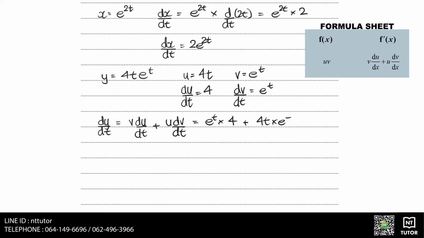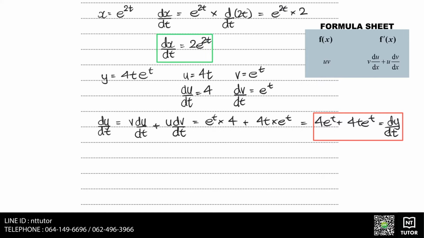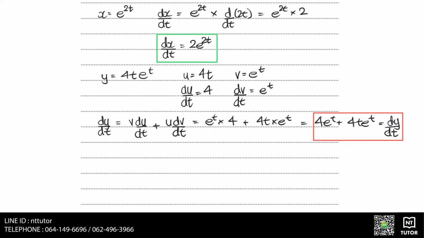And dy over dt equals 4 e to the power of t plus 4t e to the power of t. And now that we have dy over dt and dx over dt, we can now find dy over dx. Because dy over dx equals dy over dt multiplied by dt over dx, which is the same as dy over dt divided by dx over dt.